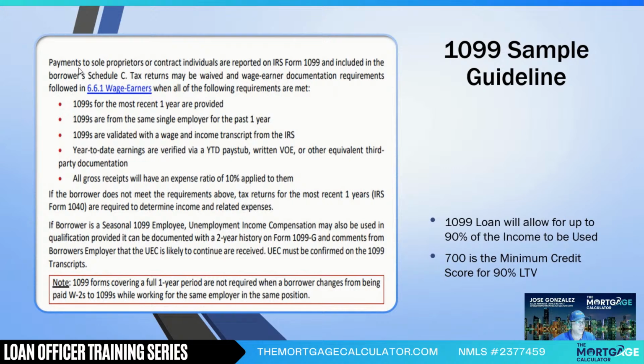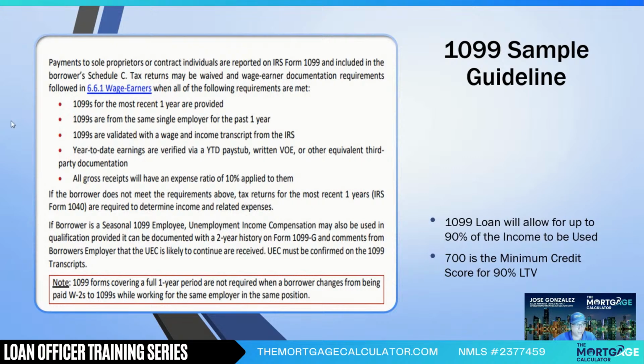And notice it says this program is payments to sole proprietors or contract individuals are reported on IRS Form 1099. I happen to grab a 1099 NEC, non-employee compensation, but it could be a 1099 miscellaneous. Just make sure it's a 1099, right? And included in the borrower's Schedule C if they get a 1099. Tax returns may be waived. Look at this. And wage earner documentation requirements followed in this subsection when all of the following requirements are met.